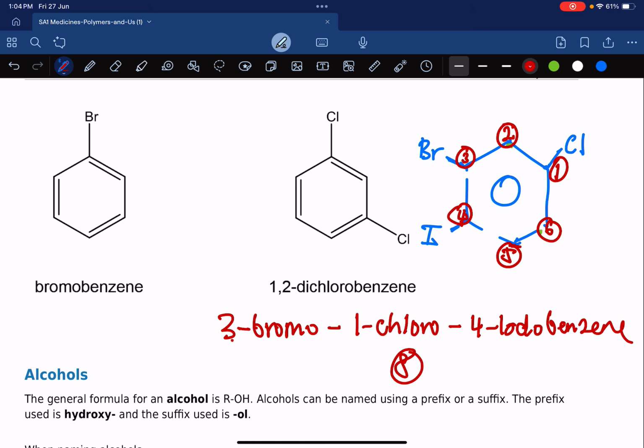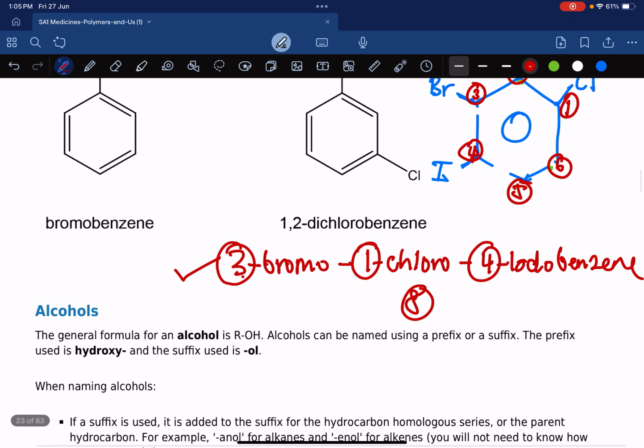So you see, we can start from whichever direction, but we have to make sure that at the end of the day, the total number that we get is going to be the smaller number. So this is the correct answer, not the earlier one. We have to start numbering from here. Sometimes this can be trial and error, but of course you will not get such complicated questions in the exam. They'll be quite straightforward. So the priority is that we must get the smallest number.